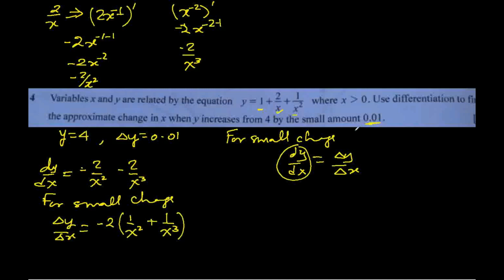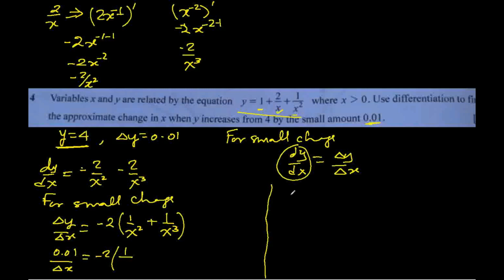Alright, they have given delta y, the change is 0.01, so 0.01 over delta x equal to minus 2 times 1 over x. Here x is not known to us, y is known to us but not x. So we'll have to find x. How can we find x?